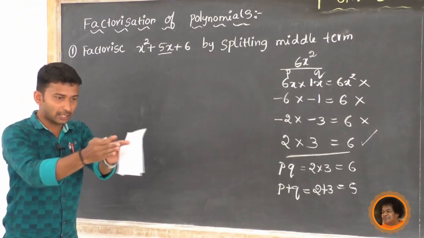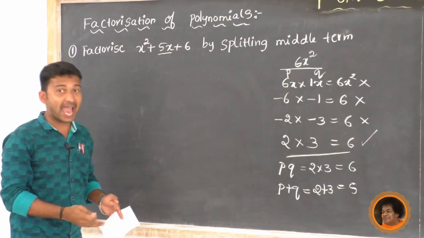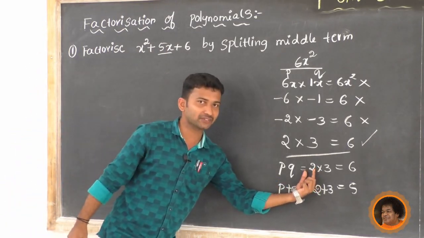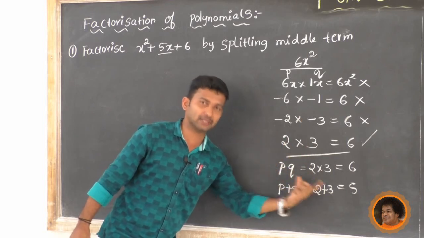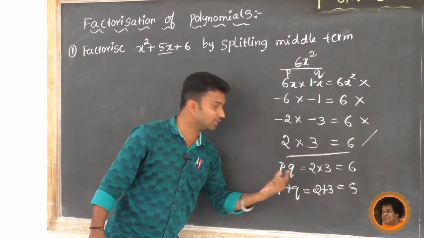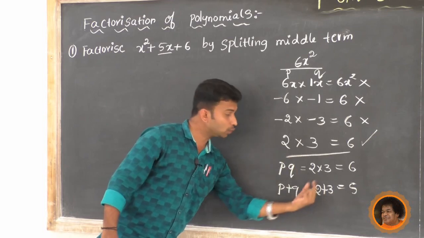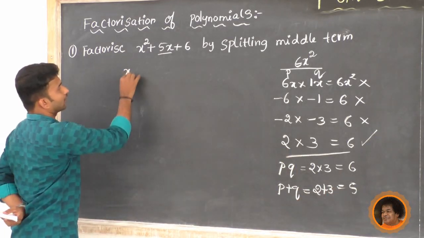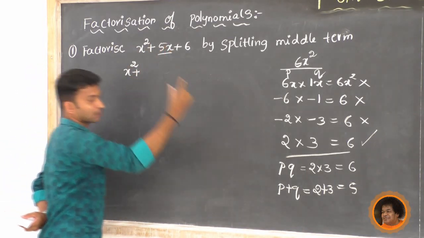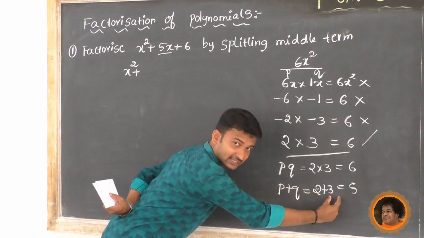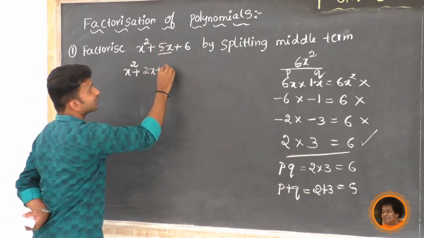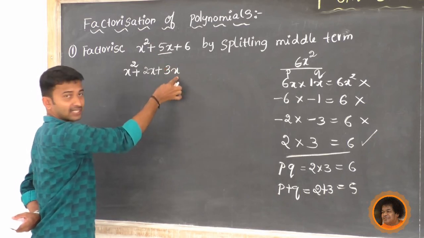We have to split the middle term, that is 5x, into two terms by using the list of possible factors. We selected the best pair of factors of 6, which are 2 and 3. X square as it is, plus split 5x as 2x and 3x. 5x can be written as 2x plus 3x.